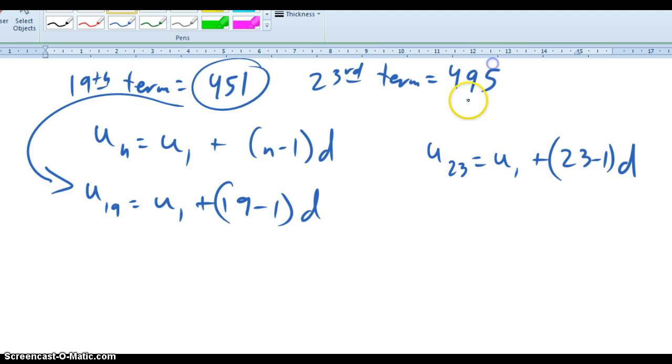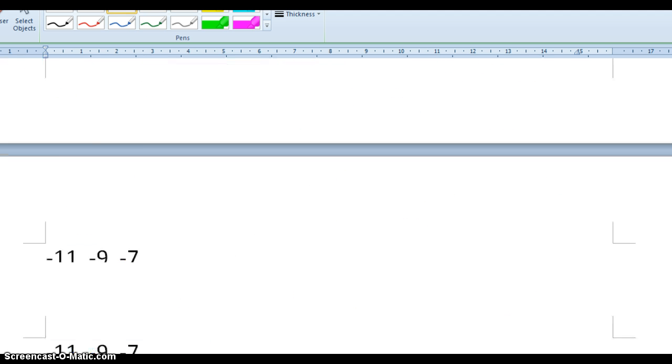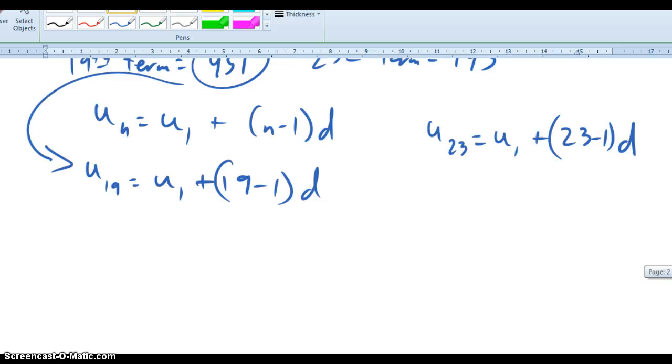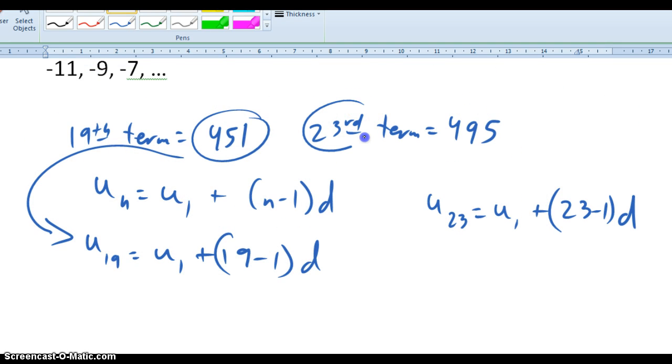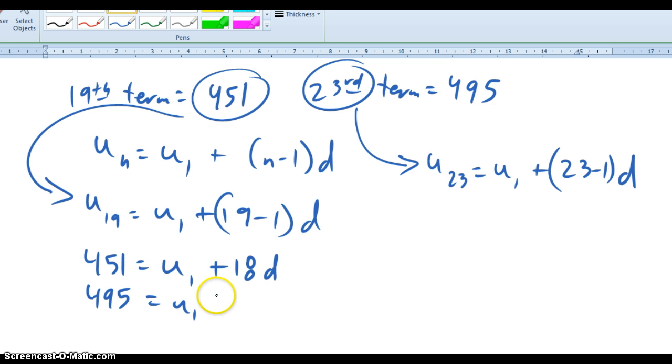This is this, and this is this, right? So we have 451 is u sub 1 plus 18d, and then also 495 is u sub 1 plus 22d. So we have two equations, two unknowns.